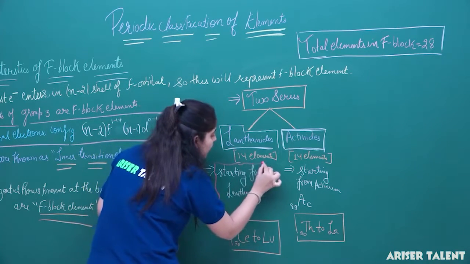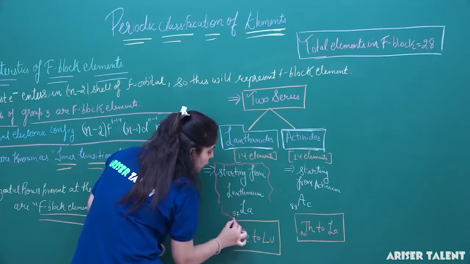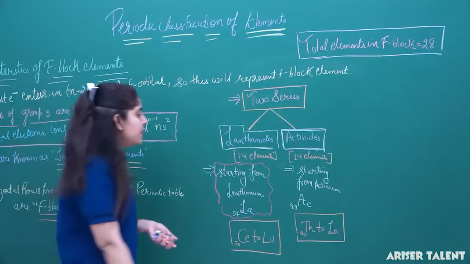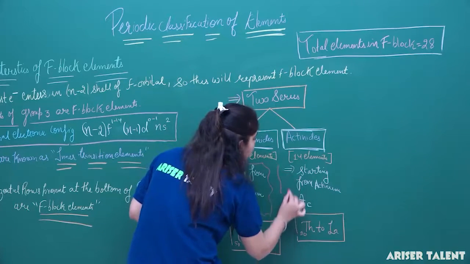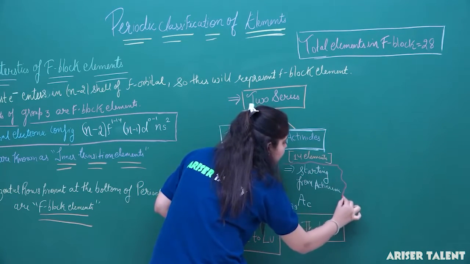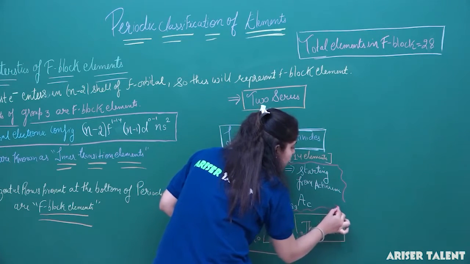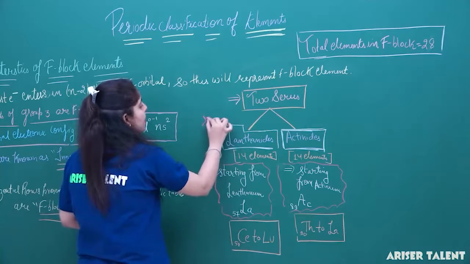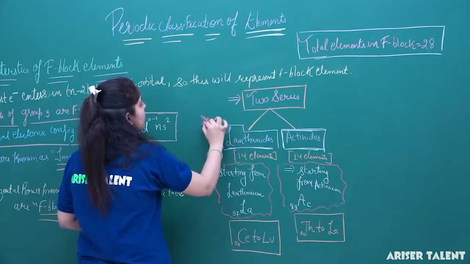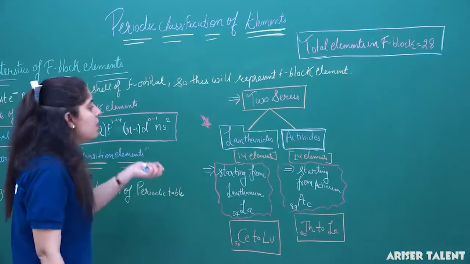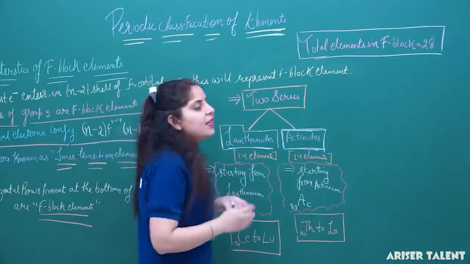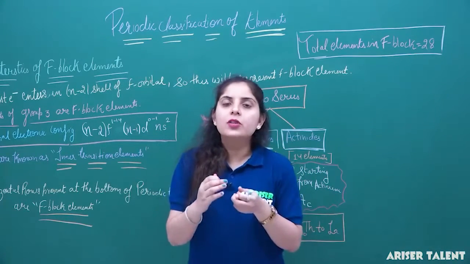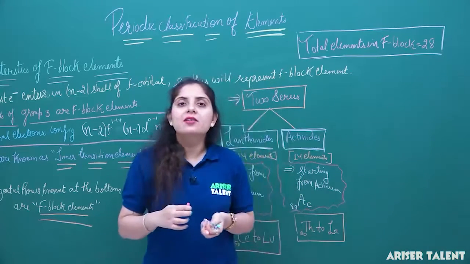So we can say that the series that is starting from lanthanum, having atomic number 57, is known as the lanthanoid series. It comprises the inner transition elements, and the series that is going to start from actinium, that is atomic number 89, is known as the actinoid series. So these are the two basic things about these special series. Now, these lanthanoids and actinoids, that is the F block elements, show unique behavior. So they also possess some special characteristics.